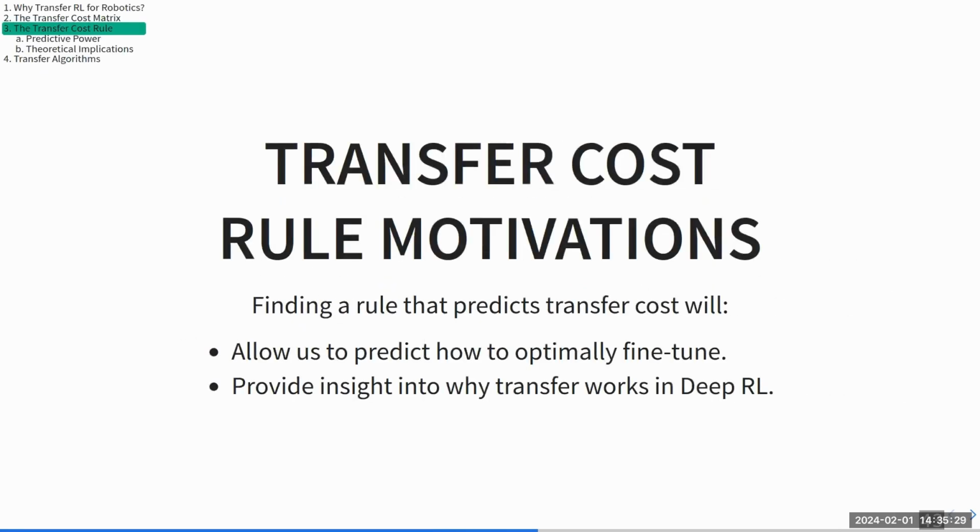Now I want to discuss the transfer cost rule. To some degree, this is useful because it can tell us when we can transfer, as opposed to having to empirically collect a bunch of transfer runs to see which transfers work, or having to infer online without really knowing why something is working. Maybe this can tell us something about why a transfer is working.